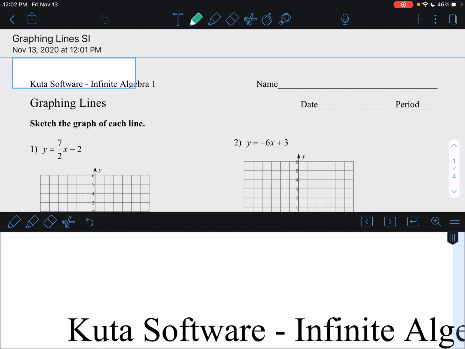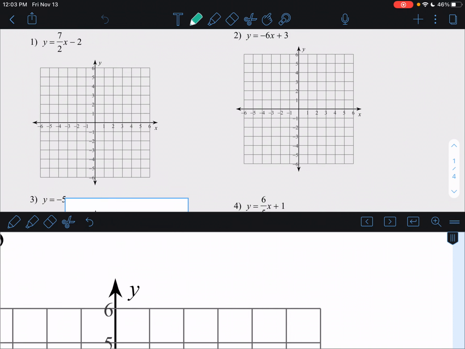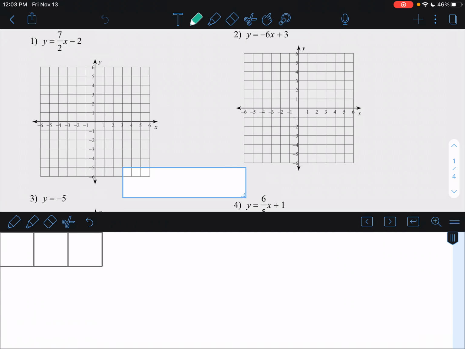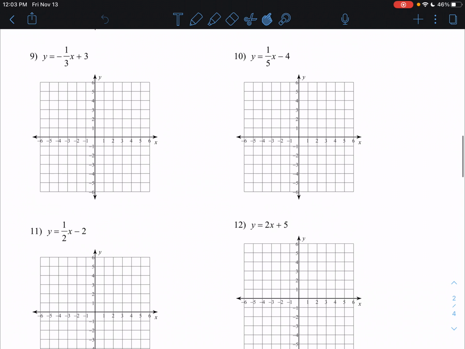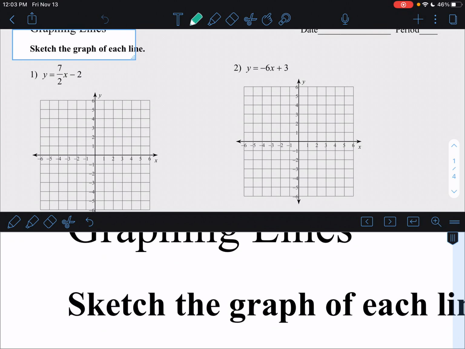So all these problems on here will be in slope-intercept form, and all we have to do is sketch the graph of each line. We did sketching the graph of lines yesterday by putting our points in the table, plotting those points, and then making the line through them. But we'll notice that none of these 12 problems have a table. I could draw a table in, but there's an easier way to graph a line when it's in slope-intercept form.